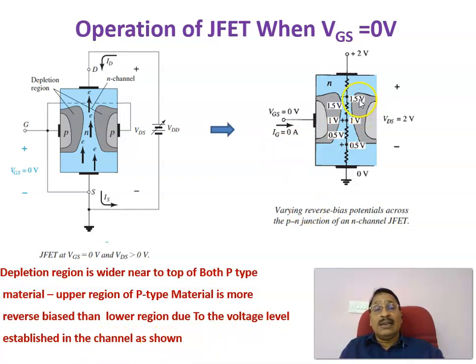Due to the voltage level coming to the channel, here it is getting more voltage, like 1.5 volts, but in this case it is only 0.5. So this is getting more reverse bias. That is why the width of the depletion region is more here compared to the lower part. That is when VGS equals 0. That is, the gate to source voltage is equal to 0 and you are changing the VDS, and this is what is happening. Let us see the variation of VDS versus ID when VGS equals 0.